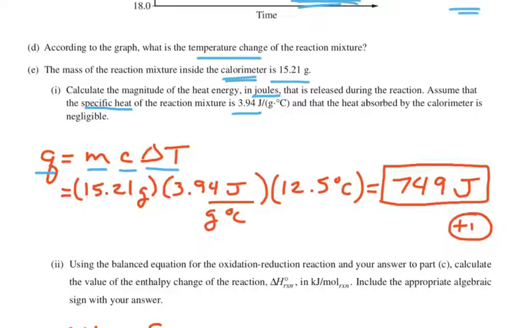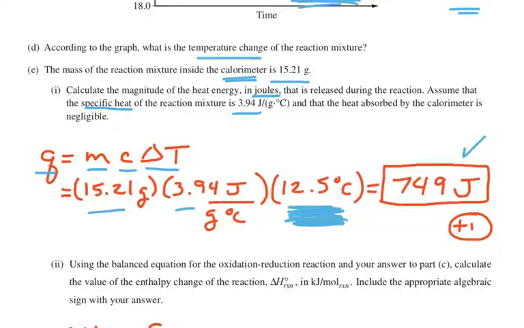So we're just going to substitute these in. So the 15.21 grams, they told us in the problem, 3.94 joules per gram degree, they told us in the problem, and the 12.5 that we got in the part above. So we multiply those together, we get 749 joules, and that is worth 1 point. If you had some funny answer here for your graph, as long as you use that answer, you would get full credit on this part E.